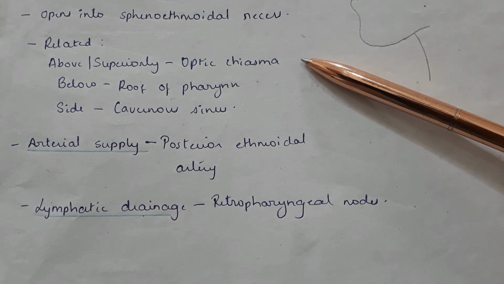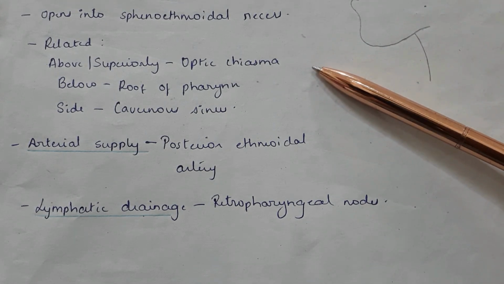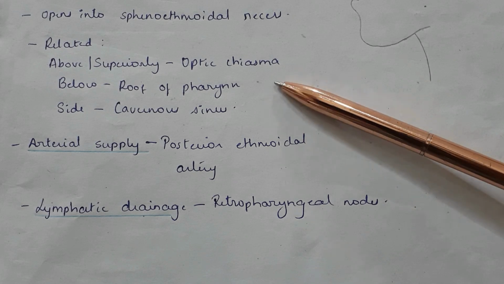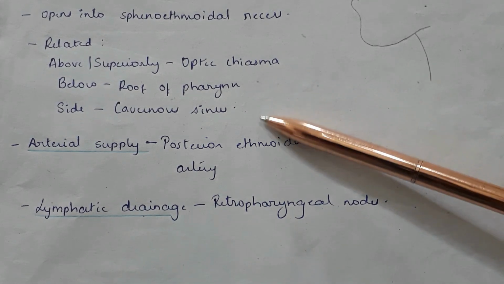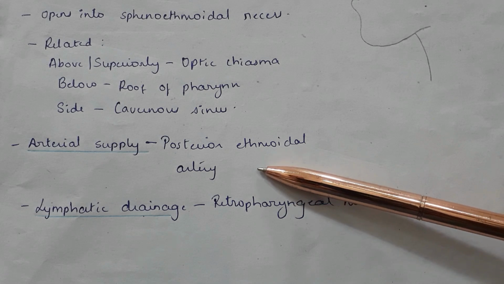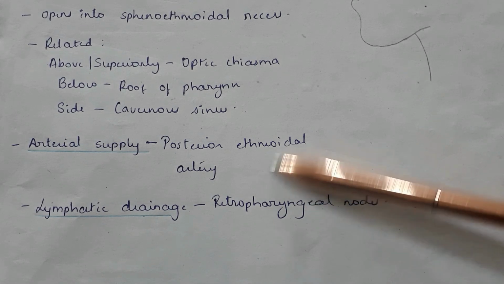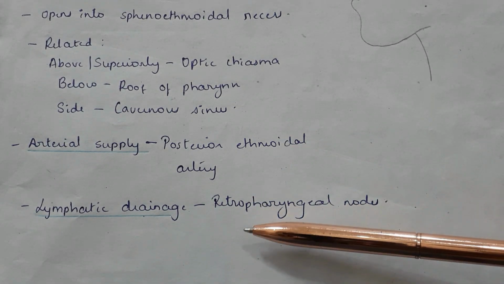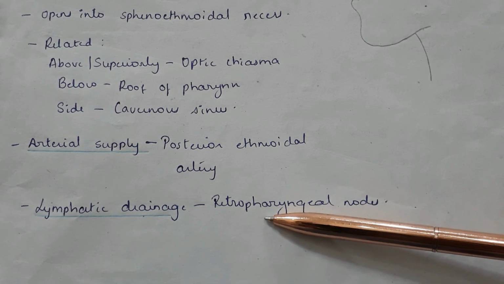It is related superiorly to the optic chiasma, below to the roof of pharynx, and on the sides to the cavernous sinus. The arterial supply is by the posterior ethmoidal artery. Lymphatic drainage is in the retropharyngeal lymph nodes.